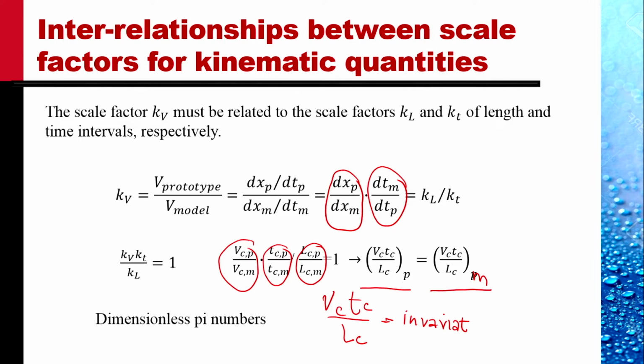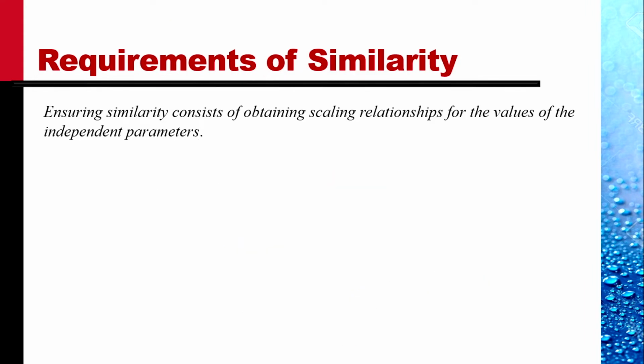This is just starting on the road to establish modeling rules. Ensuring similarity consists of obtaining scaling relationships for the values of the independent parameters, the uniquity parameters, so that given the values of the uniquity parameters for the prototype, we can determine the values required for the model for the similarity of the phenomena, for ensuring that the prototype and model have similar behavior.